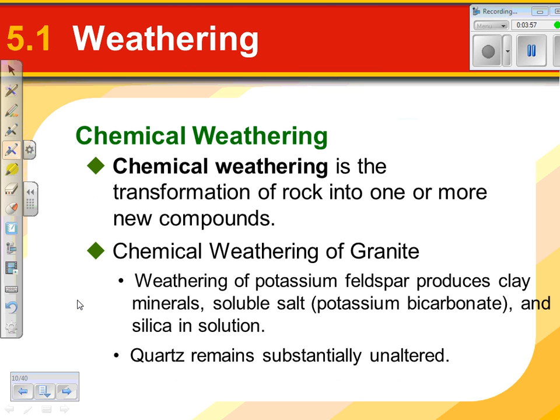Chemical weathering is a transformation of rock into one or more new compounds. Chemical weathering of granite: weathering of potassium feldspar produces clay minerals, soluble salts such as potassium bicarbonate, and silica in solution. Quartz remains substantially unaltered. As you remember back from our mineral exploration, quartz is very, very hard and very chemical resistant, so of course it's not going to be altered, and it remains the longest.